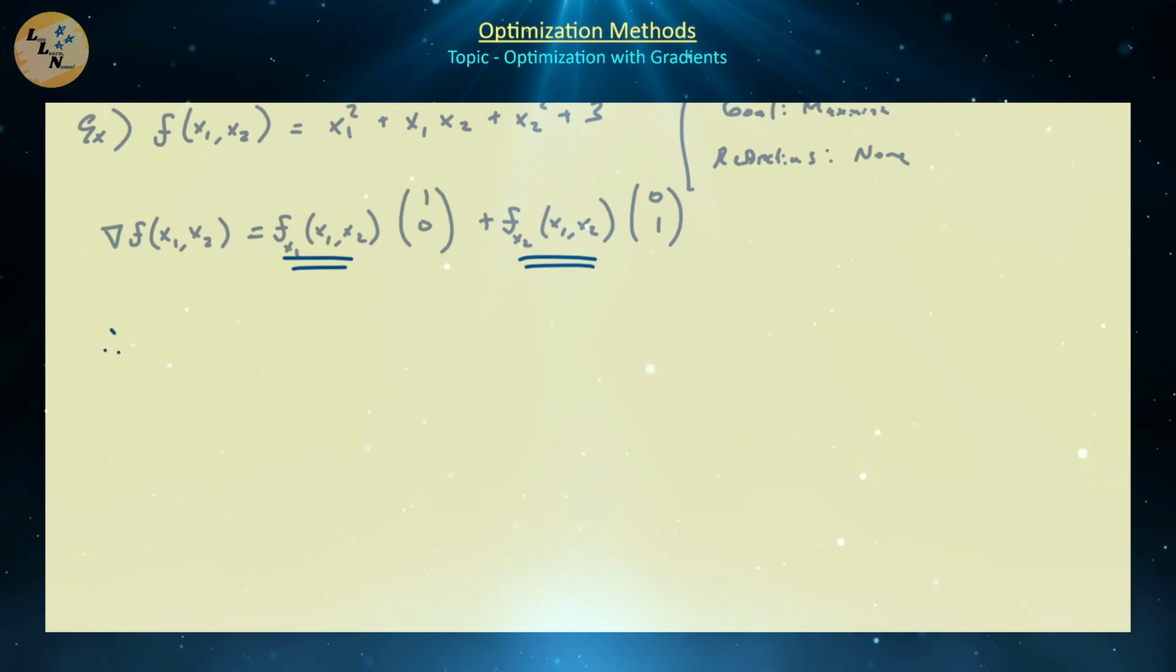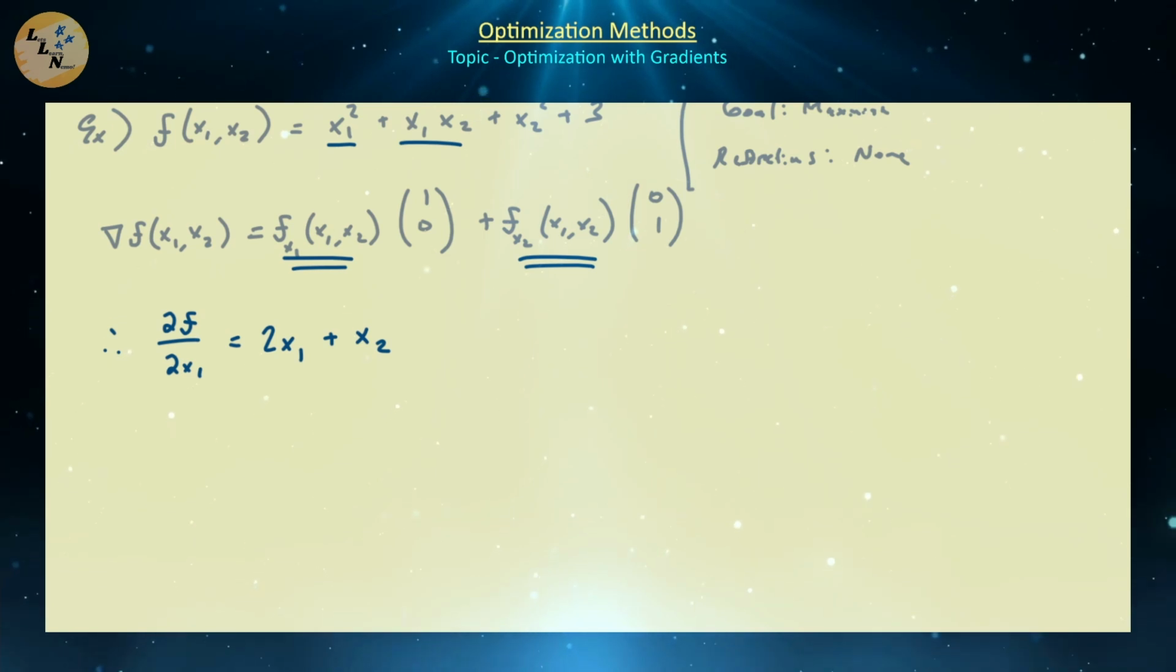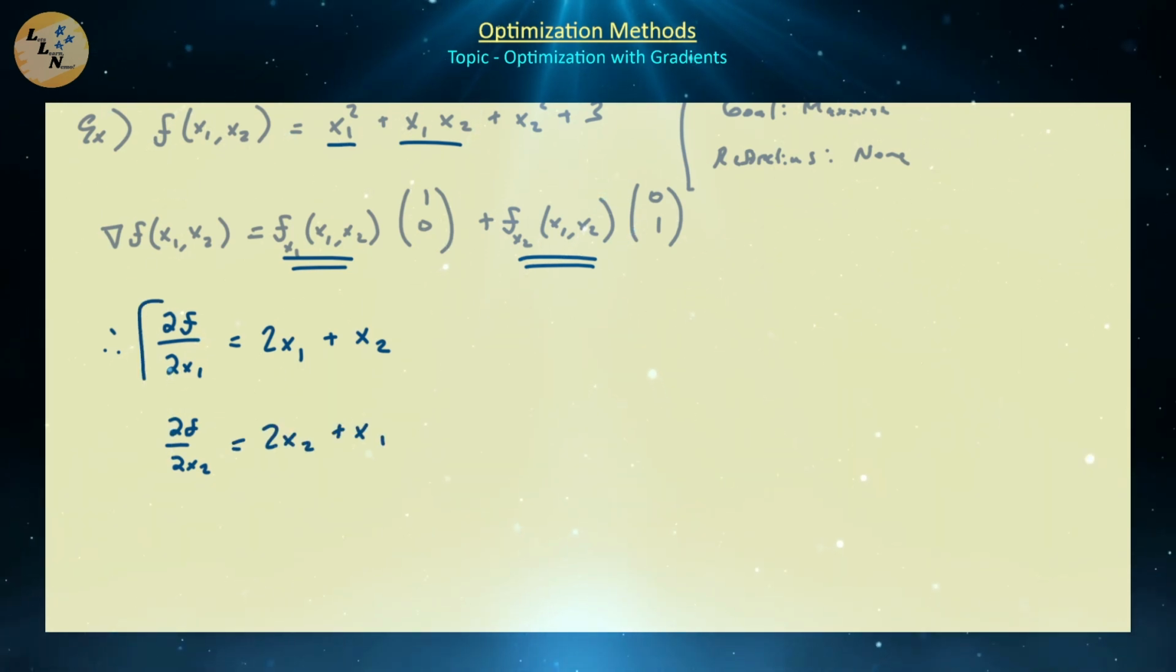So if we take the partial derivative of f with respect to x1, that's going to give us what? The derivative of x1 squared is just 2 times x1. For the derivative of x1 times x2, x2 is just a constant and x1 is the variable, so that leaves us with x2. The x2 squared term is a constant, and 3 is a constant as far as x1 is concerned. That is the partial derivative of f with respect to x1, and the partial derivative of f with respect to x2 can similarly be found to be equal to 2x2 plus x1. So these are our first order partial derivatives.